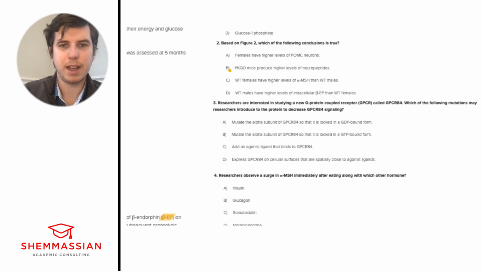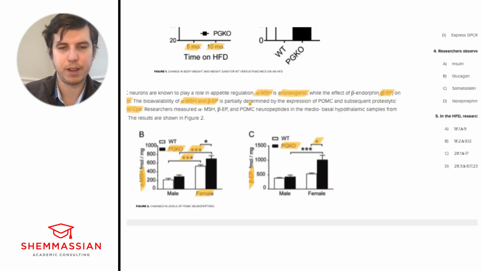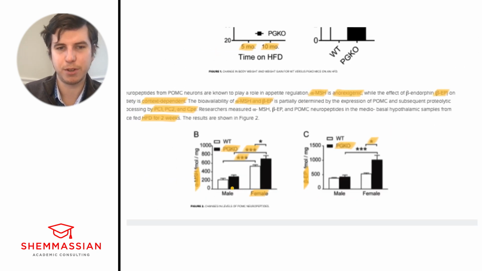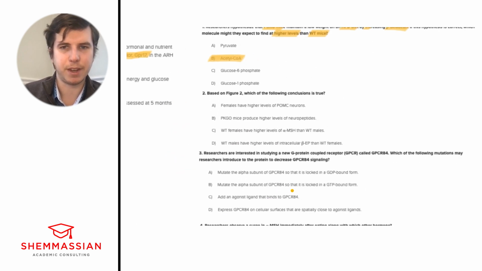B, the knockout mice produce higher levels of neuropeptides. Let's see. Not always, right? Because between wild type and the knockout, we only have differences in females, but we don't in males. So that would not always be true because they would have to quantify that that's only true in females. It's not true in males. So B is not true. All right, let's look at the next one.